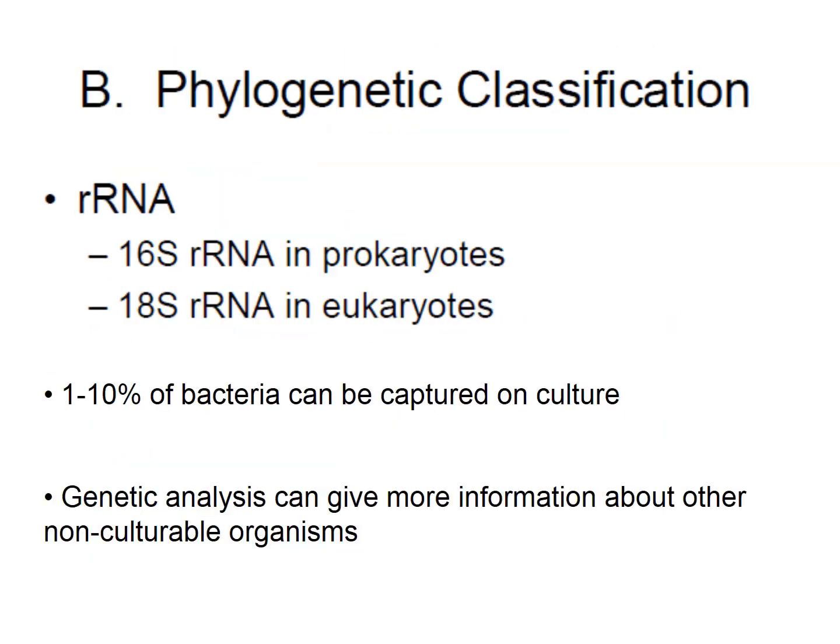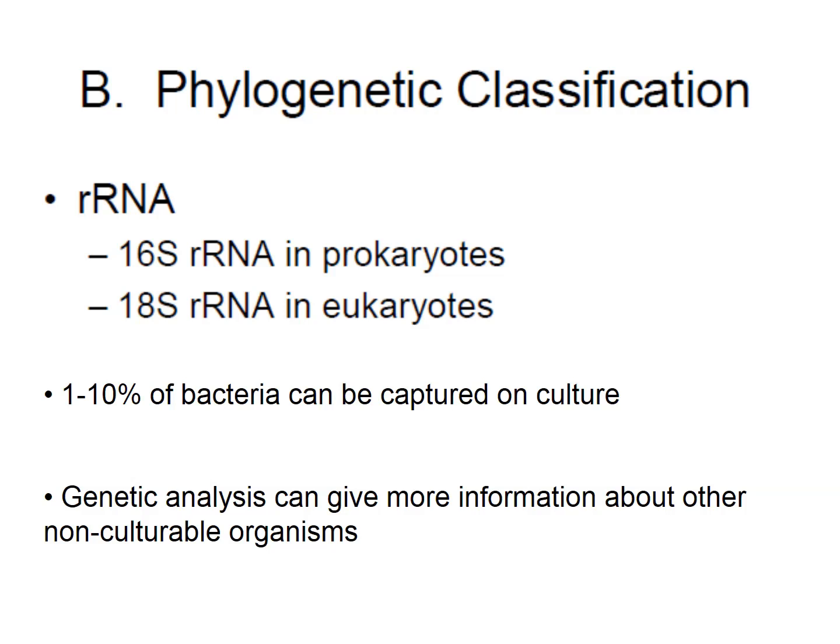The phylogenetic classification is often more accurate and more precise. We use ribosomal RNA as a conserved gene. For prokaryotes, we use the 16S ribosomal RNA gene, while in eukaryotic cells, the story is a little bit different. We use the 18S ribosomal RNA gene.